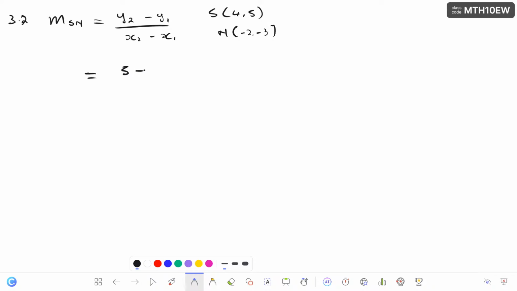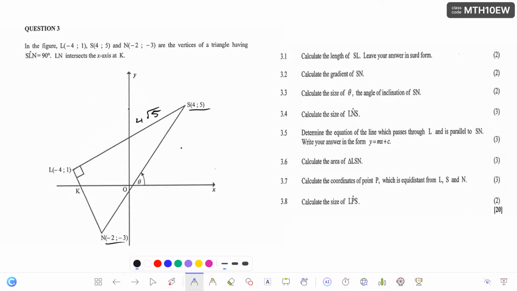So here we're going to say 5 minus 3, 4 minus 2. So if we punch this one, we're going to get our answer as what? Okay, our answer is 4/3. So now we have our gradient, which is 4/3. Gradient of Sn is equal to, let me write it here. Gradient of Sn is equal to 4/3.